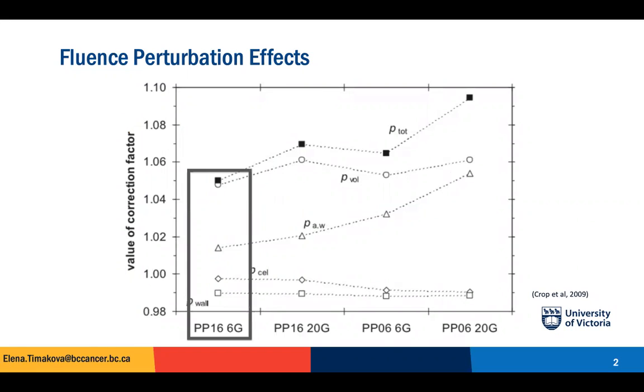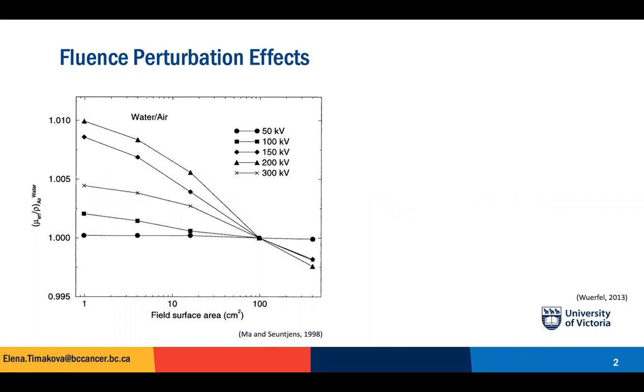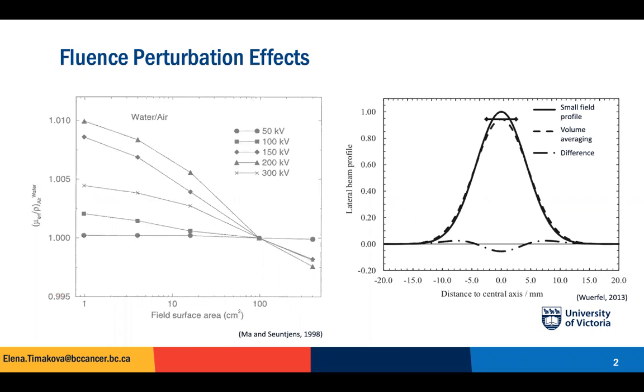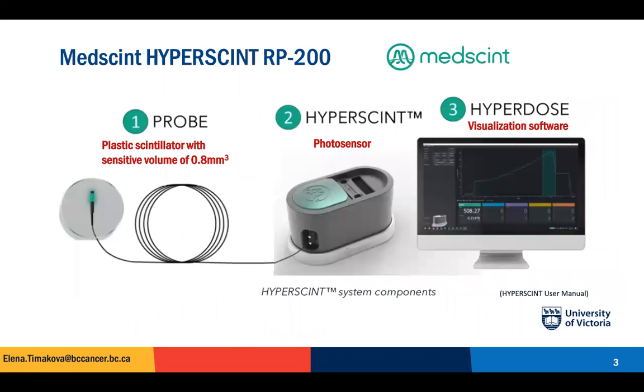For a single detector, the black squares here represent the total fluence perturbation correction factor made up of 4 components, and the 2 components contributing most are volume averaging effects and material density differences between the detector material and the medium material. Density differences lead to changes in mass energy absorption coefficient ratios with decreasing field size, as can be seen in the figure on the left. And the figure on the right represents volume averaging effect, where the dashed line represents the measurement taken with a detector. It is not 100% equivalent to the actual profile as shown by the solid line.